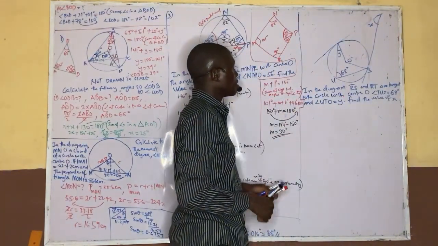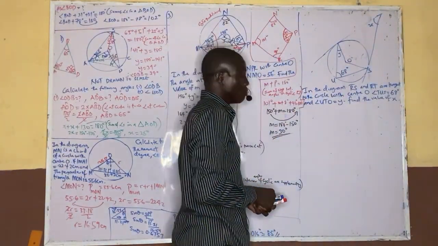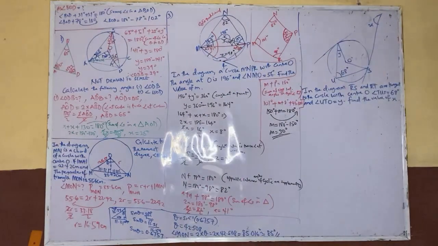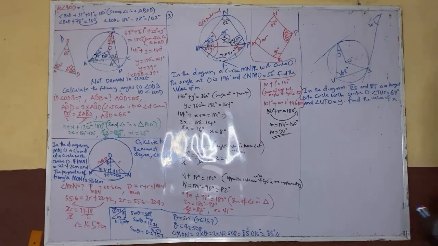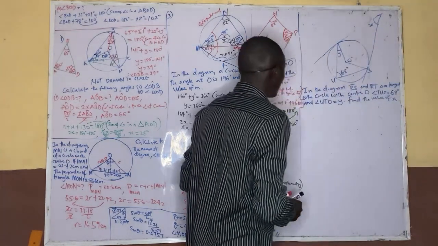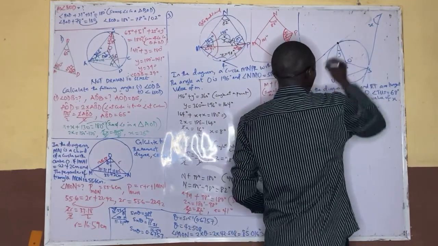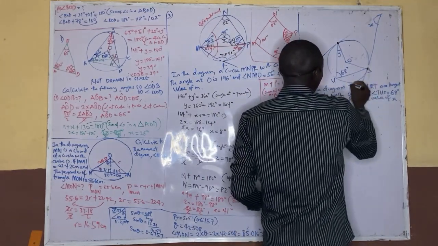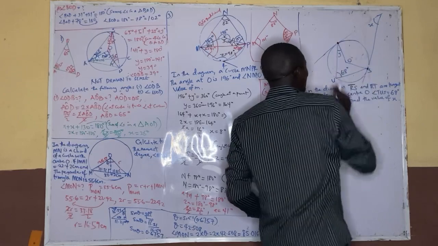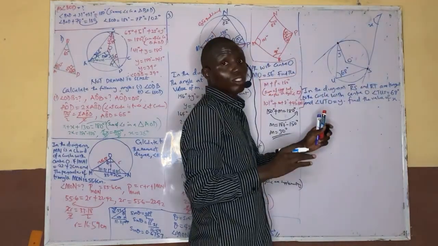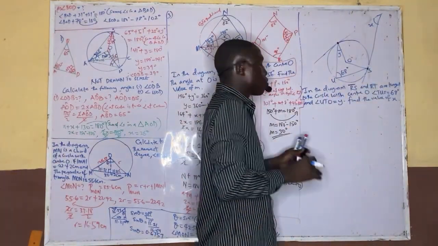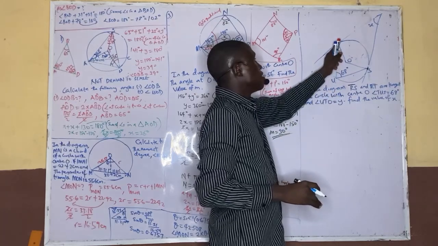Which is another question under circle geometry. Now let's look at the last question. We have a tangent here. This is a tangent, so that's why they call this diagram. These are tangents. A tangent is a line that touches a point on the circumference of the circle.